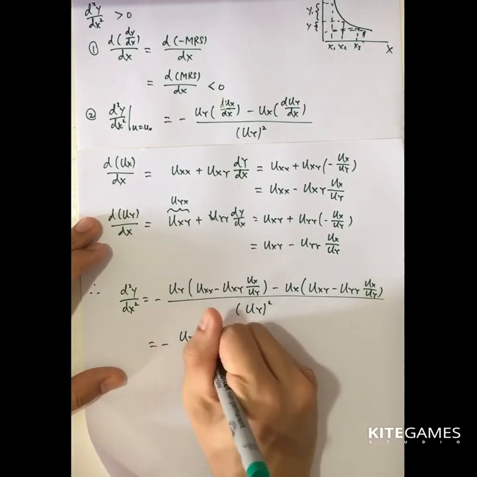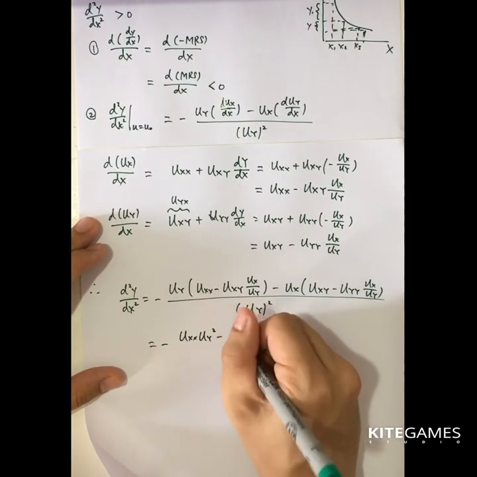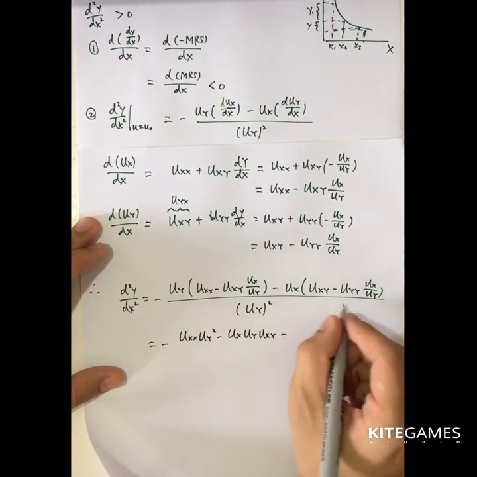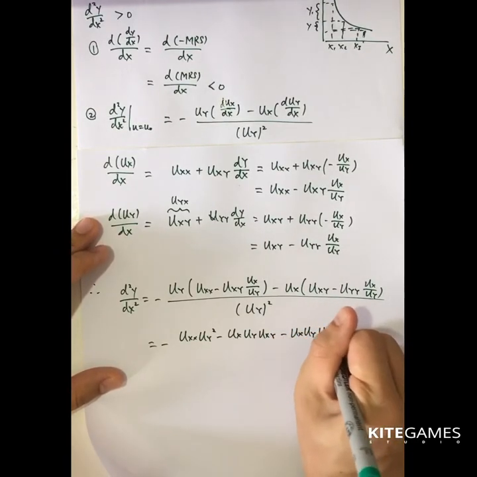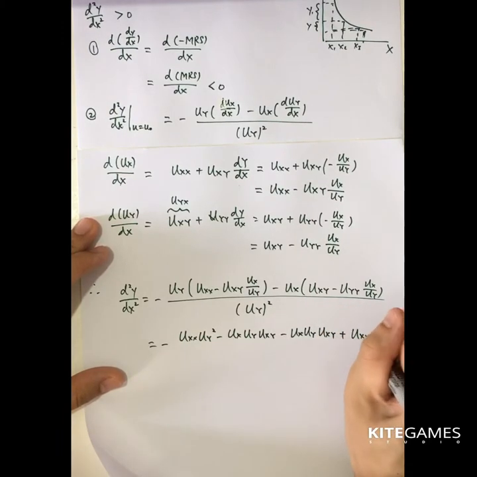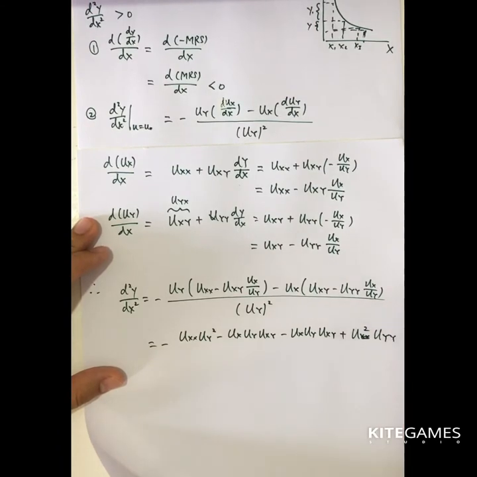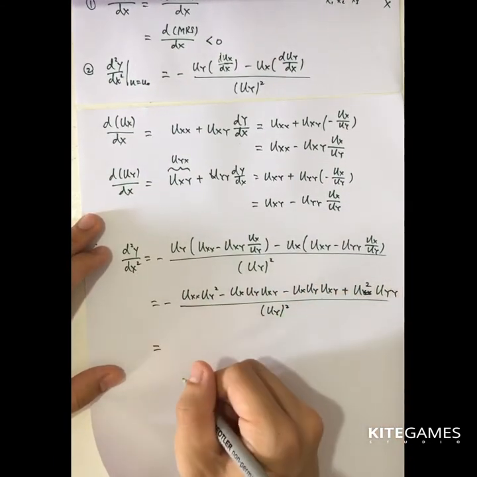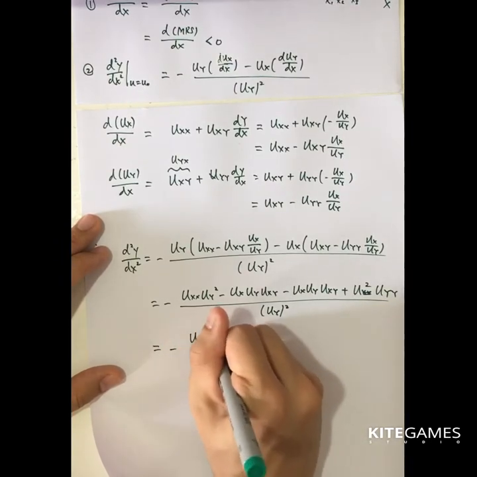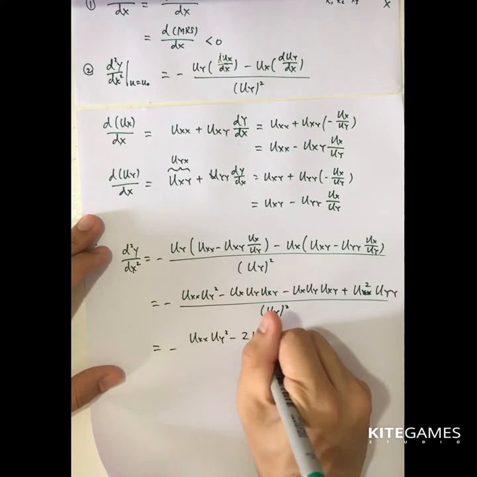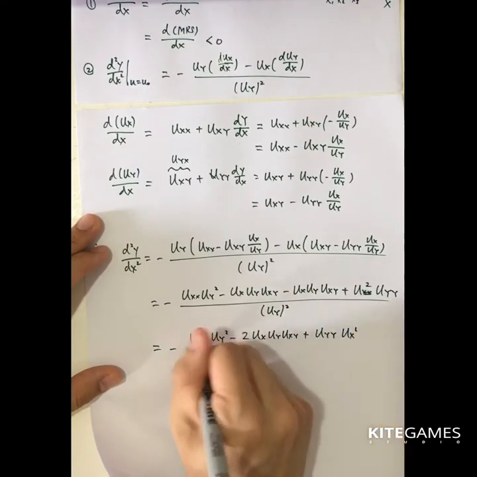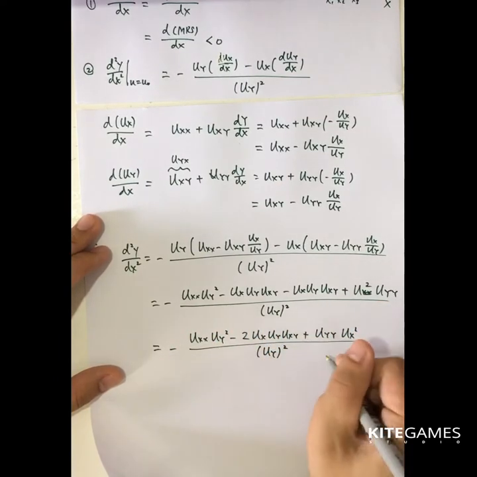negative uxx uy squared minus uxy ux uy minus the second term uxy ux uy plus uxx uy ux squared uyy. Okay, then the denominator is still the same. So by taking the common factors, this is just equal to uxx uy squared minus 2 times ux uy uxy plus uyy ux squared, divided by uy squared.